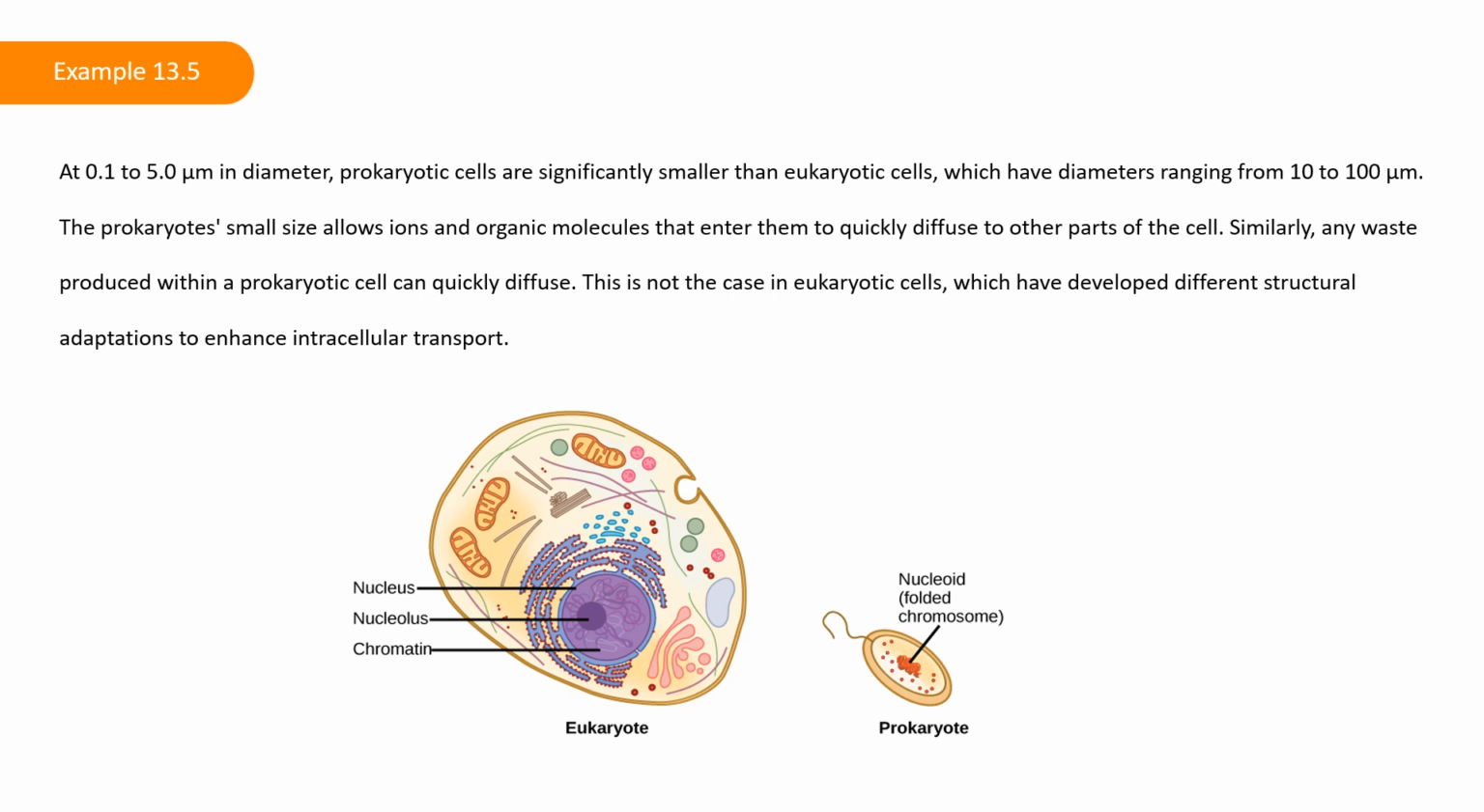At 0.1 to 5.0 micrometers in diameter, prokaryotic cells are significantly smaller than eukaryotic cells, which have diameters ranging from 10 to 100 micrometers. The prokaryote's small size allows ions and organic molecules that enter them to quickly diffuse to other parts of the cell. Similarly, any waste produced within a prokaryotic cell can quickly diffuse. This is not the case in eukaryotic cells, which have developed different structural adaptations to enhance intracellular transport.